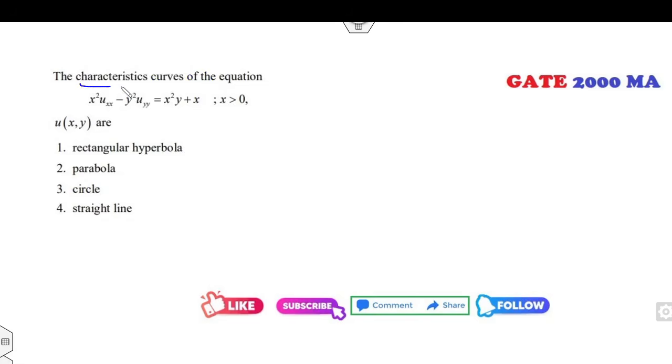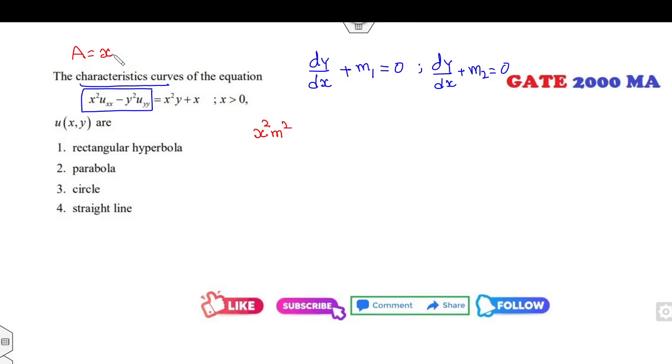The characteristic curve. Now they are talking about the characteristic curve. So your target is to find this equation. Fine. Where m1 and m2 are the roots of the quadratic equation. This is my quadratic. So now it will be x squared into m squared, because a is x squared, b is 0, c is minus y squared. So my characteristic equation is am squared plus bm plus c, so minus y squared is 0. So you will get two values of m. One value is positive, the second is negative.